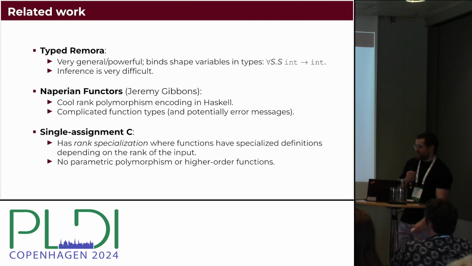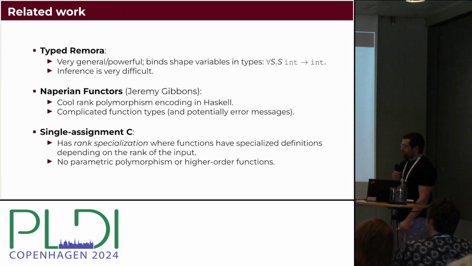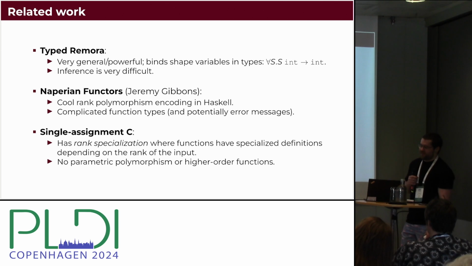And then, of course, there's Single Assignment C. This is probably the most popular version of rank polymorphism in a typed system. It doesn't have parametric polymorphism or higher order functions unlike us, but it has some cool stuff, especially here, rank specialization, where you can specialize what a function does based off of the rank of the input. And you can do some cool stuff with scans, and you have a paper about that.